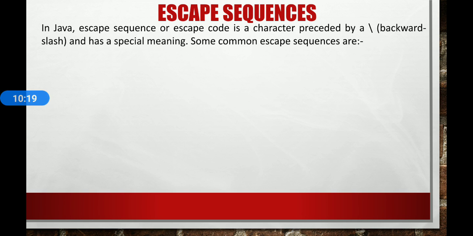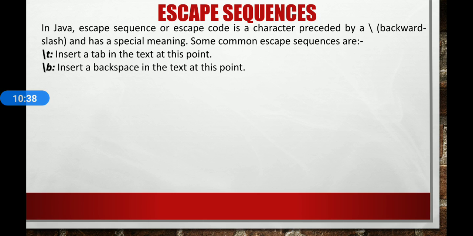Now escape sequences. In Java, an escape sequence or escape code is a character preceded by a backslash and has a special meaning. Some common escape sequences are \t, which inserts a tab in the text at this point. \b inserts a backspace in the text at this point where \b is written. \n inserts a new line in the text at this point. It means whatever is written after \n will be displayed on the next line.